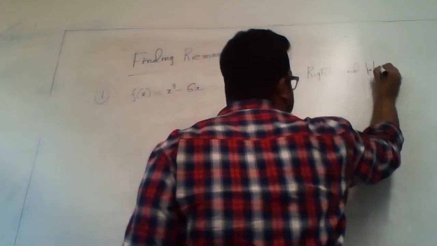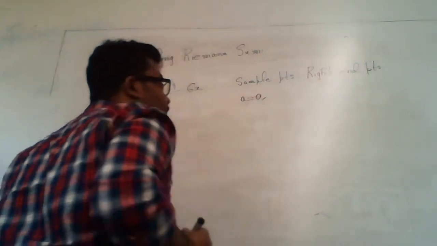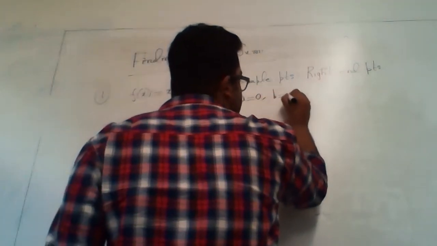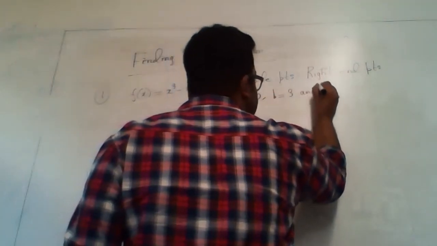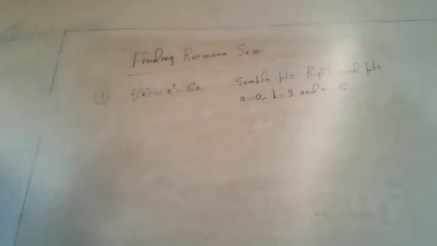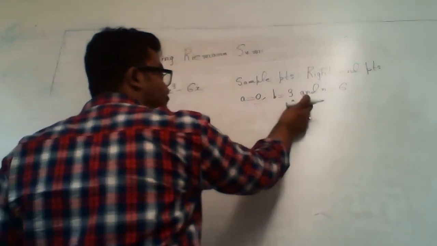It is also given that a is equal to 0, b is equal to 3 and n is equal to 6. These are the information given. So you are given a function, you need to choose the sample points to be the right endpoints, and you are given the value of a, b and n.